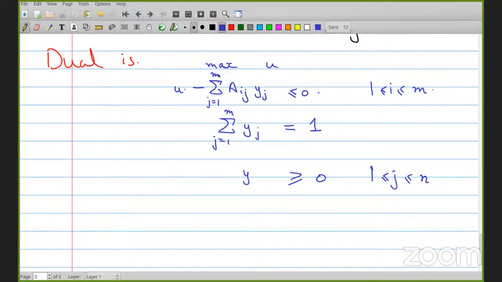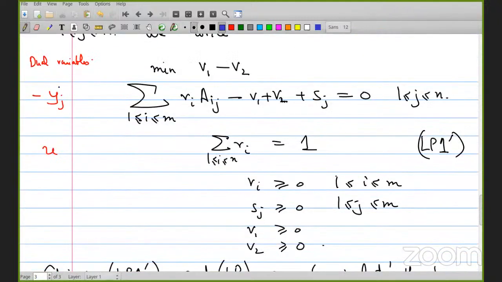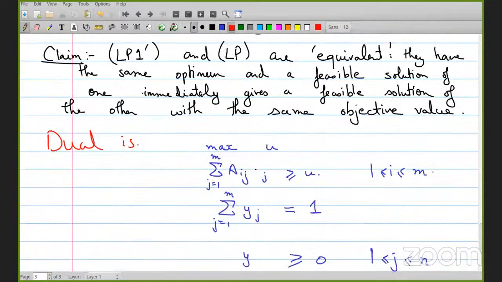And we can also write this in a slightly different way. So this is bigger than or equal to u. Okay. So now we have max u, subject to the summation j equal to 1 to n of a_ij y_j bigger than or equal to u, the summation of y_j equal to 1, and y bigger than or equal to 0. Now let me do one more cosmetic thing. Let me just change the names of the dual variable to c.